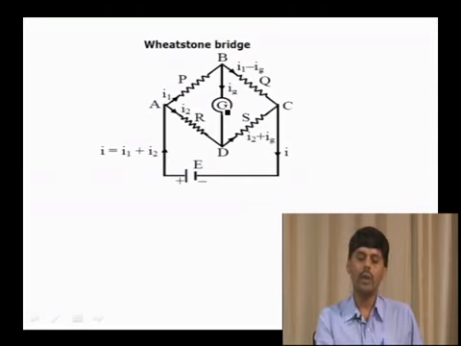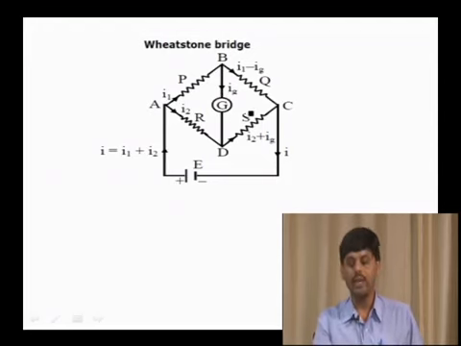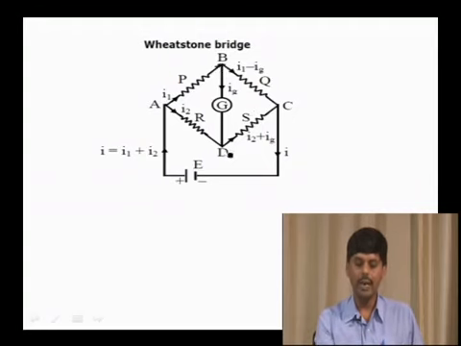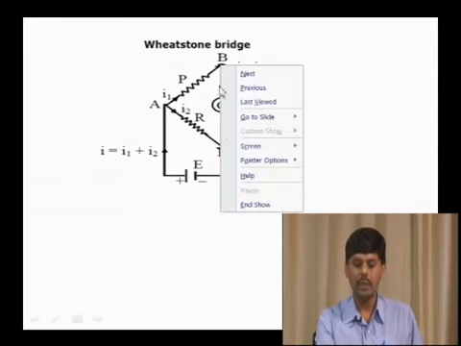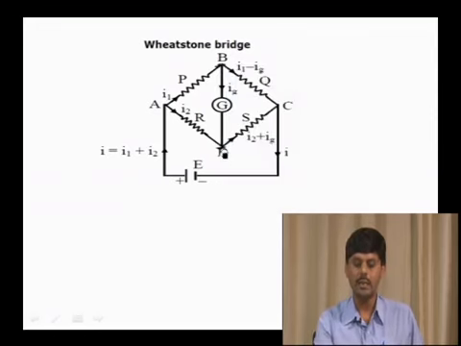Okay, we are going to interchange the values of P, Q, R such that the current through the galvanometer is 0. That is nothing but the balancing condition of the galvanometer. In the balancing condition, the potential at B and the potential at D should be the same. The potential difference is 0. Once the potential difference is 0, no current will flow in the galvanometer.